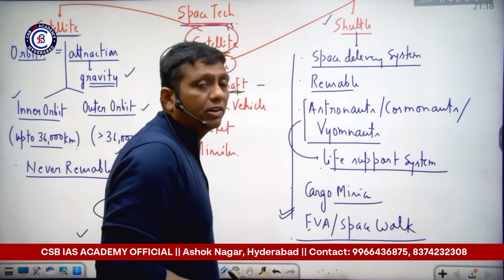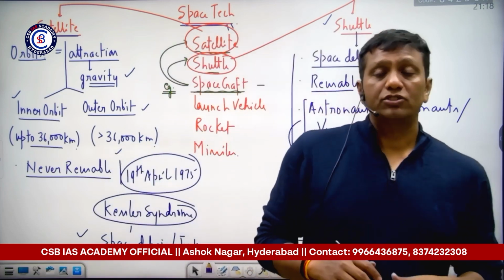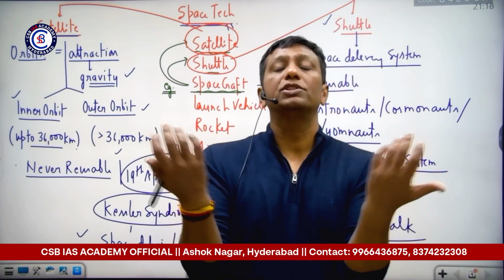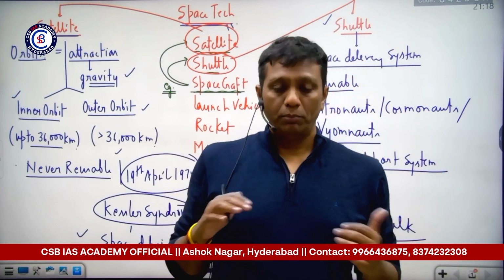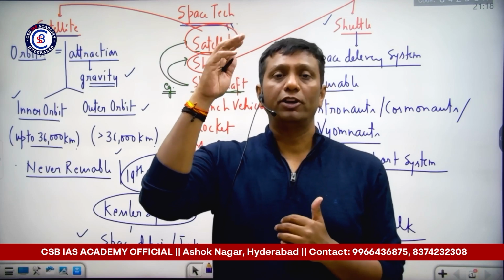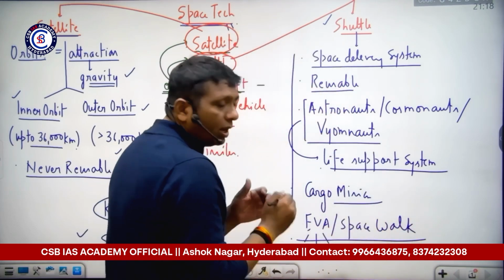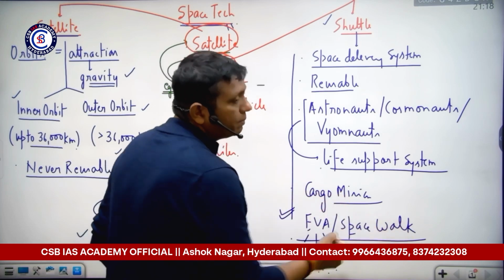EVA is what? Extravehicular activity. Extravehicular activity means astronauts go outside the shuttle and do research and development in space beyond Earth, at a certain height around 400-500 kilometers. So that is called extravehicular activity, or in layman's terms, you can call it a spacewalk.